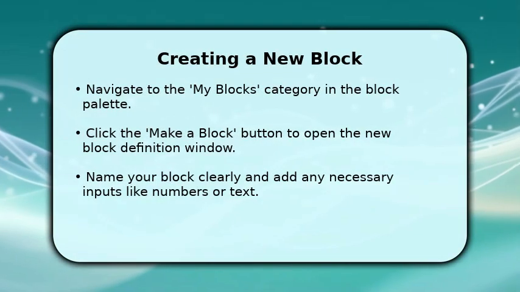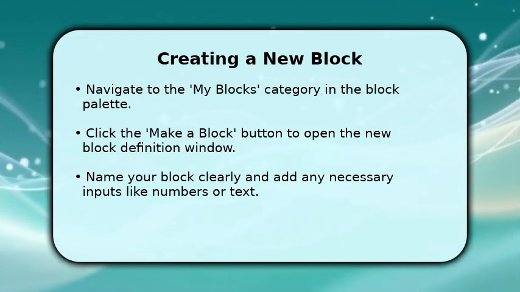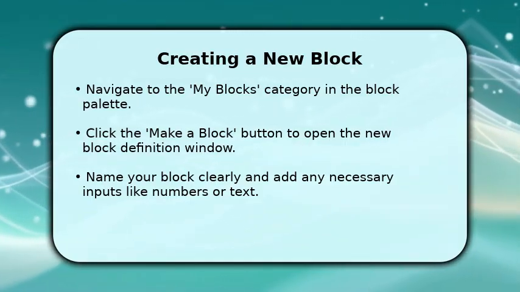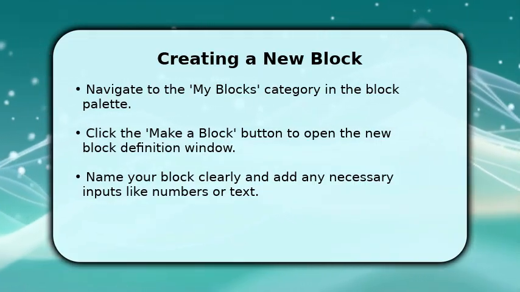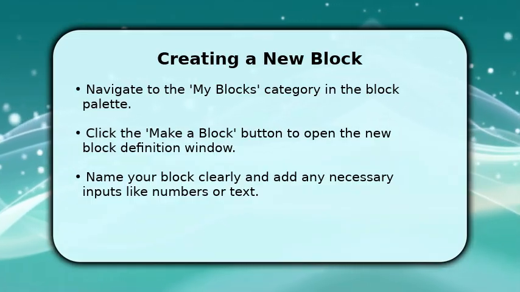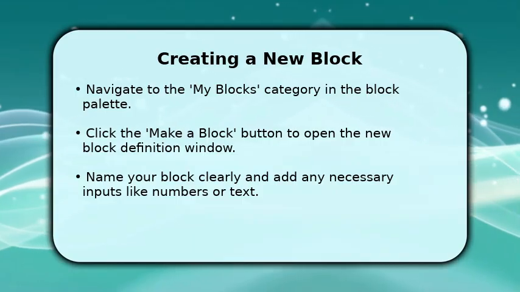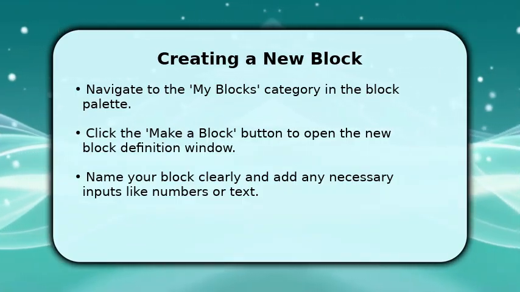To begin creating your own custom block, first head over to the My Blocks category in the block palette on the left side of your screen. You'll see a button labeled Make a Block. Click this to open a new window. Here, you'll give your block a descriptive name, perhaps Move and Turn or Draw Square. You can also add inputs, like a number input for steps or a text input for message. For fast, seamless animations, consider checking the Run Without Screen Refresh option.